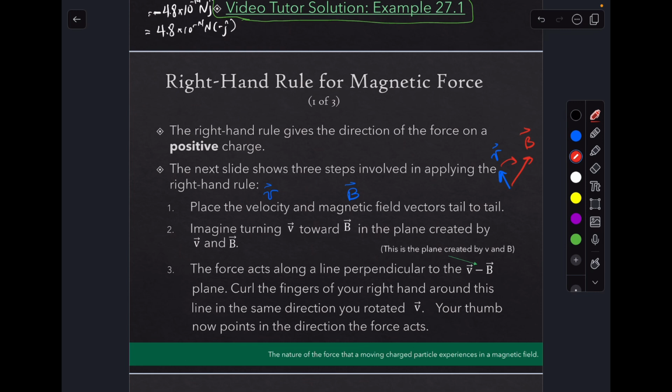The force then acts along a line perpendicular to the plane created by V and B. You curl the fingers of your right hand from V to B, which would put your thumb pointing into the page. Your thumb direction is basically the direction of the force.